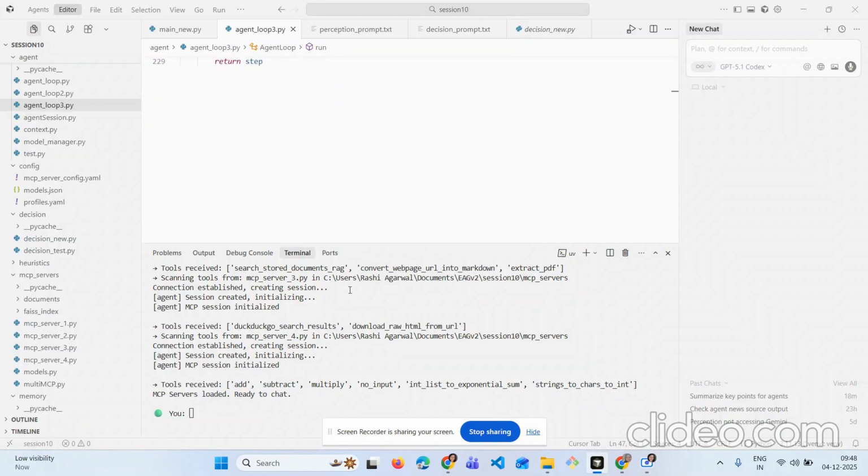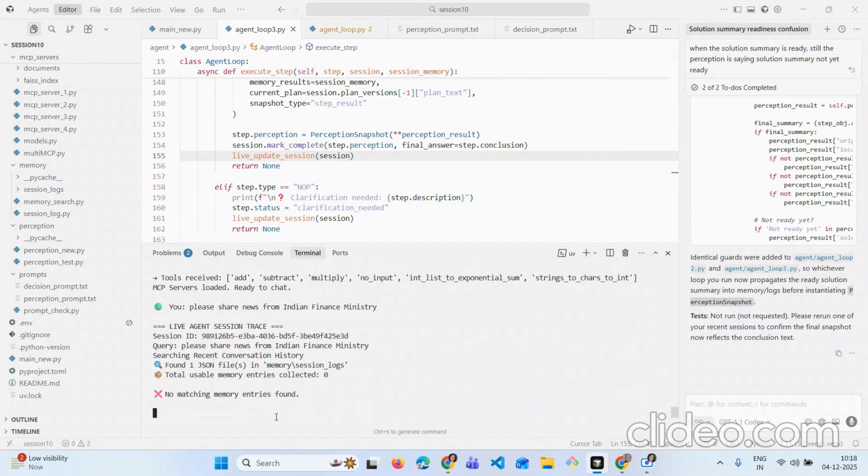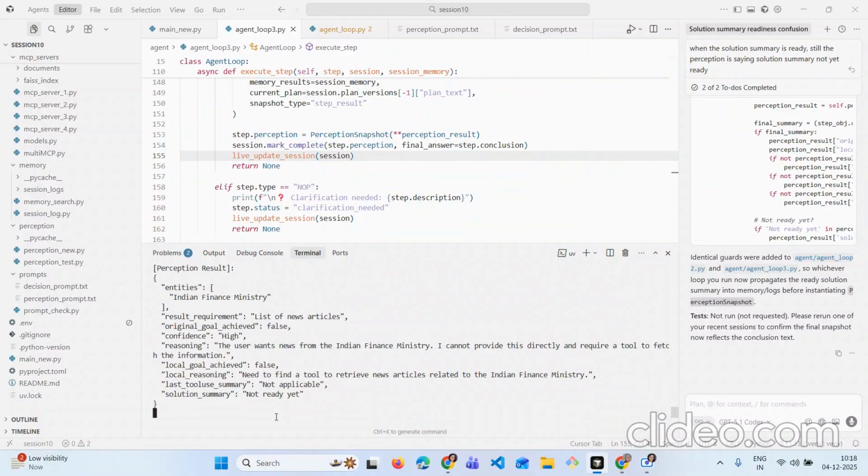So let me quickly take you through the actual execution phase. We can see how a state of the art agent actually works at hand. Let me fire up a new prompt. Let us see what the agent brings to us.